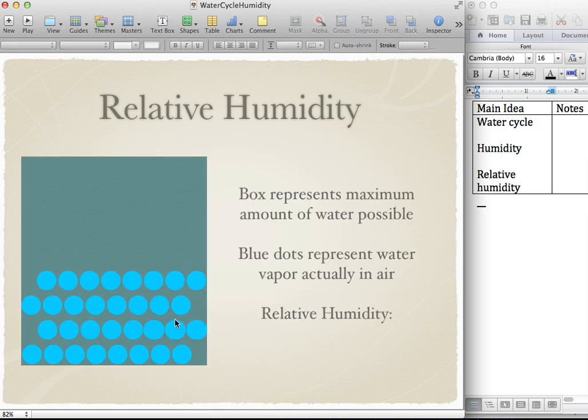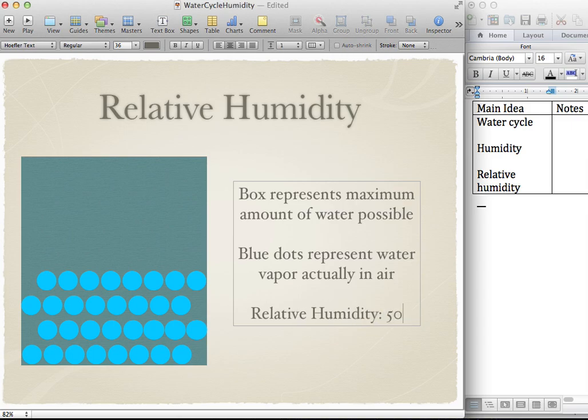And so a lot of times what I'll use for the rest of this is to visualize it. You can picture a box where the box represents the maximum amount of water possible. So this box represents the most water vapor that the air could hold, and the blue dots represent water vapor actually in the air. These blue dots are water vapor that's currently in the air. The box is the maximum it could hold. And so based on this picture, we can see that the relative humidity in this example is, once again, 50%. Right? It's about half full.